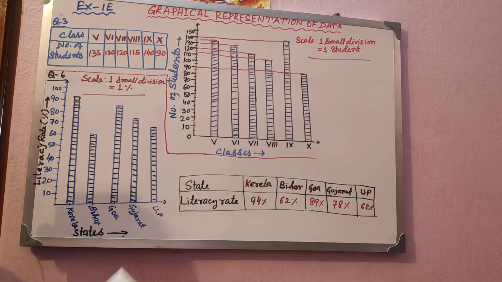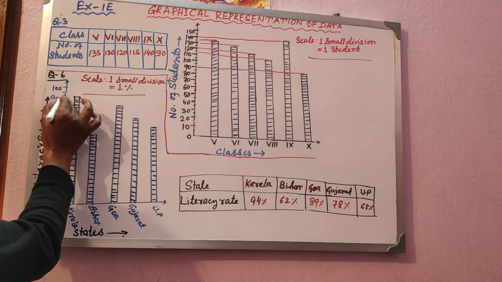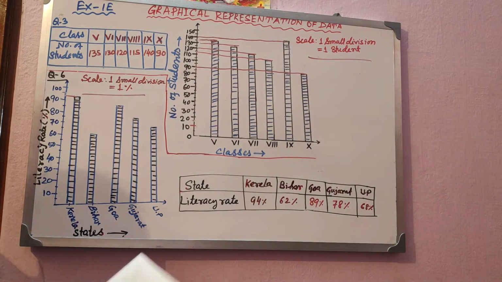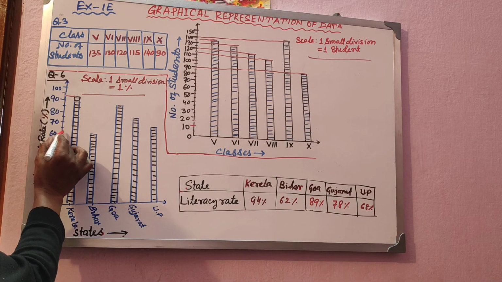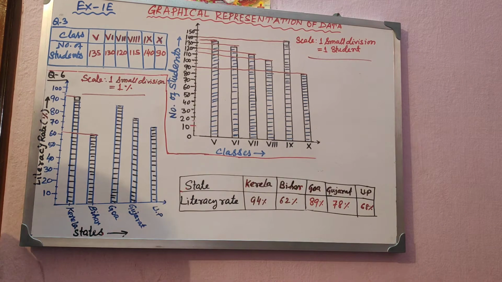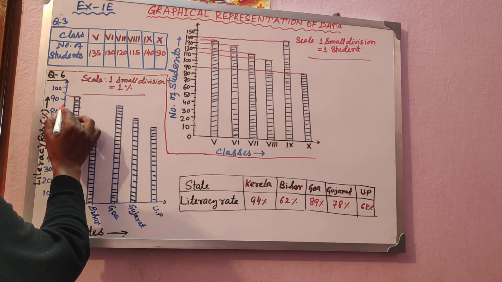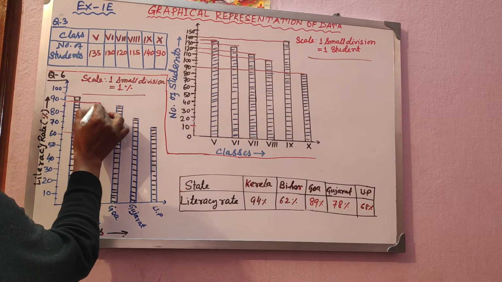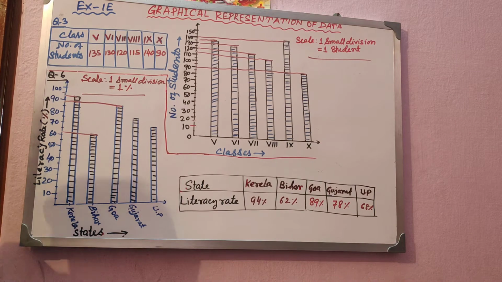Kerala is 94%. So after 90, before 95, one division. So 94. Now Bihar, how many? 62%. After 60, two divisions, here it will become 62%. Now Goa 89%. It will cross 80, before 90, one division. See, somewhere around here only. It has to be here.